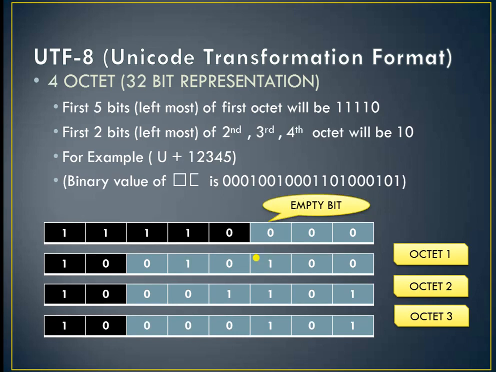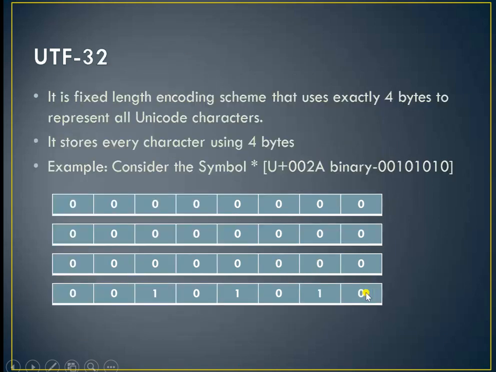Now next is 4 octets, 32-bit representation. So for 32-bit you need 4 octets. Okay, so the first octet will be this one, that is 11110. Then you have to write the control bits again, then 10 in each remaining octet, and then you have to fill the value. Now next is UTF-32.